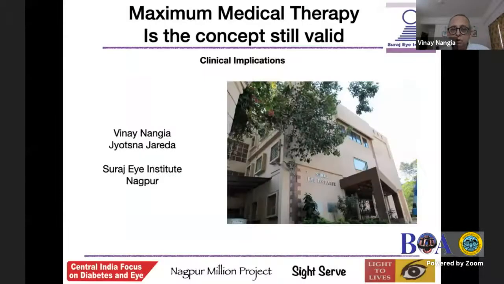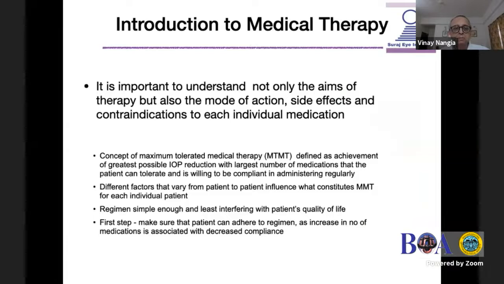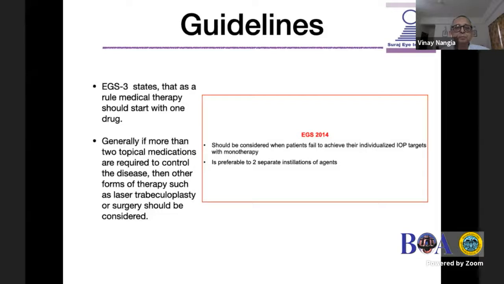So I'm going to take you through some slides on maximal medical therapy, and please remind me at 7 minutes, Mayav. And it's important to understand not only the aims of therapy, but also the mode of action, side effects, and contraindications to each individual medication.